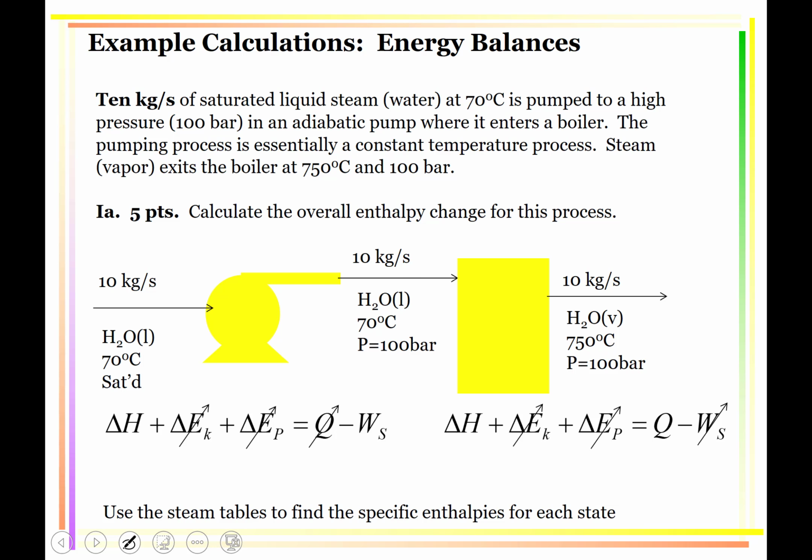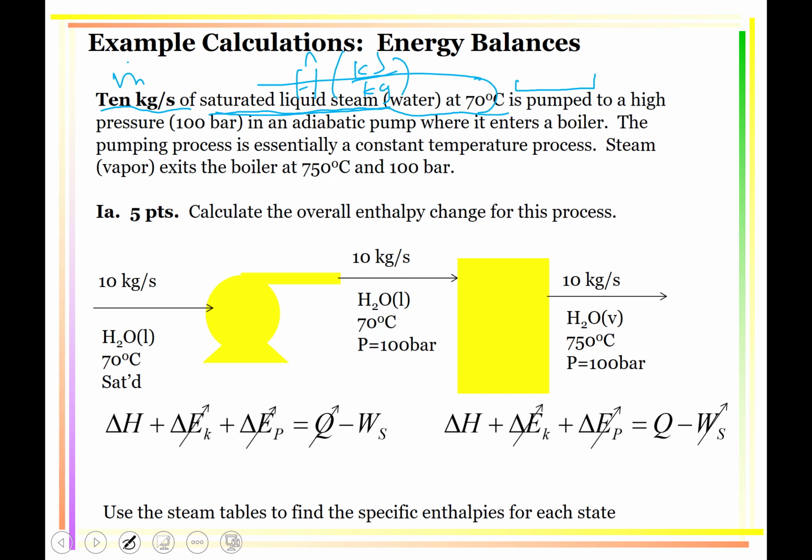Let's look at an example calculation of an energy balance. We have a 10 kilograms per second flow rate. This is an m dot of saturated liquid steam at 70 degrees C. You can find the H hat in kilojoules per kilogram on the steam tables for saturated liquid steam at 70 degrees C. And that steam is pumped. So that tells us this is the entering steam.